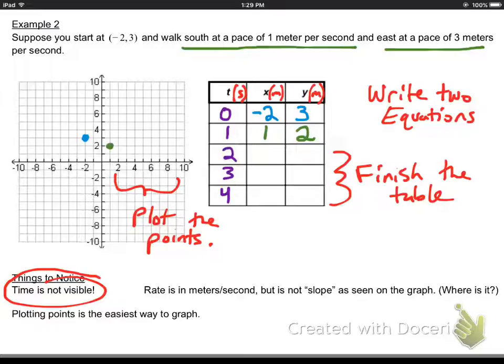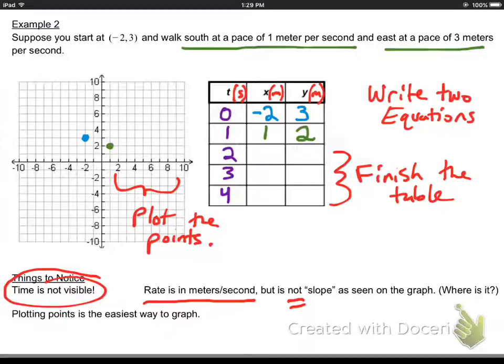Some things to notice about this. First of all, time is not visible on the graph. You don't see the time unless you can visualize the points being plotted as we're doing, which I think is really helpful. Another interesting thing is that rate is in meters per second, but it's not the slope on the graph. The slope is different, okay? You saw in our first problem, 2 is the rate, 2 meters per second, but that is not the slope. The slope was 1 on the first one.